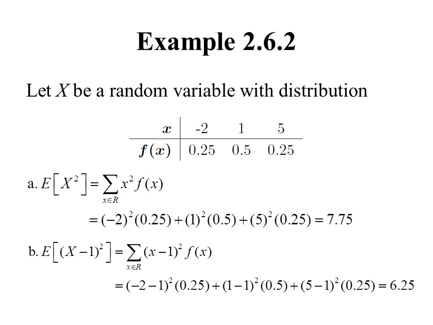Okay. Here's another function, (x - 1) squared. So we need to take each value of x, subtract 1, square it, times the associated probability, add them up, we get 6.25, and we're all done.